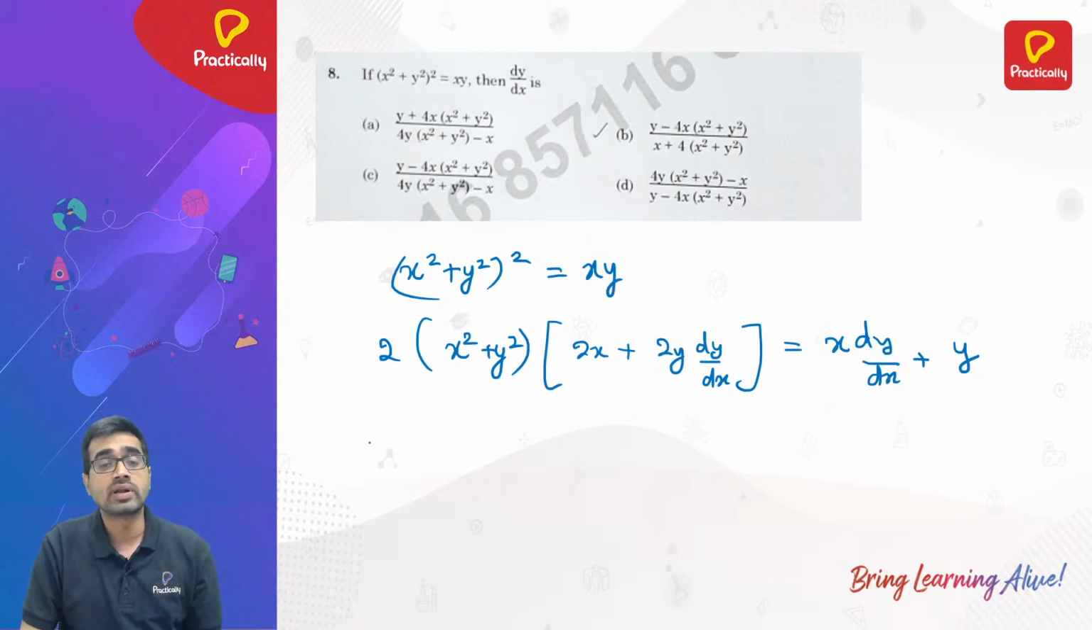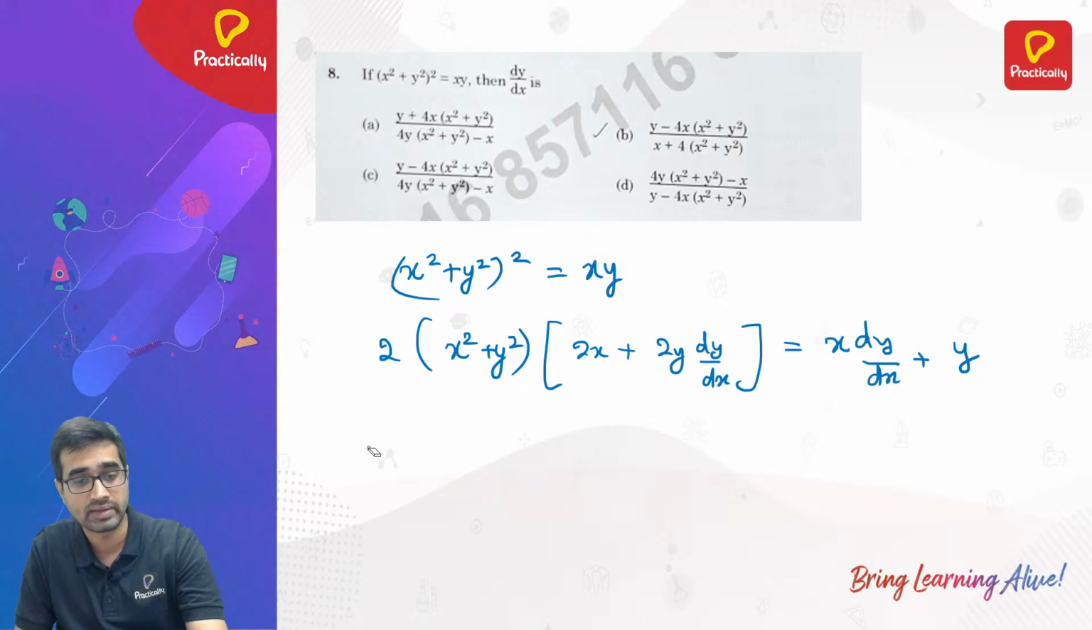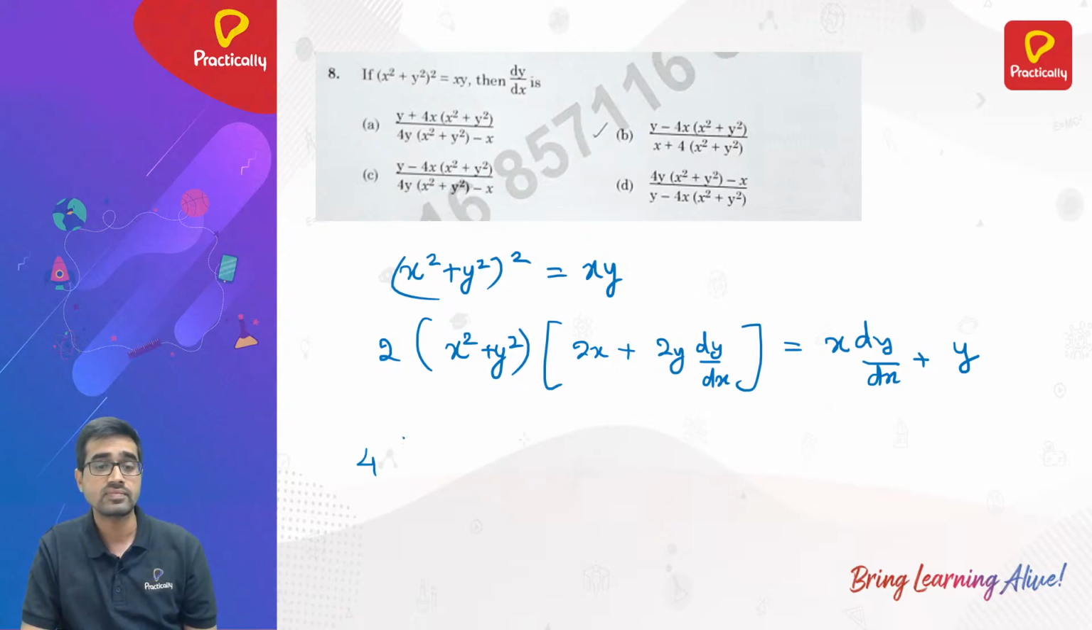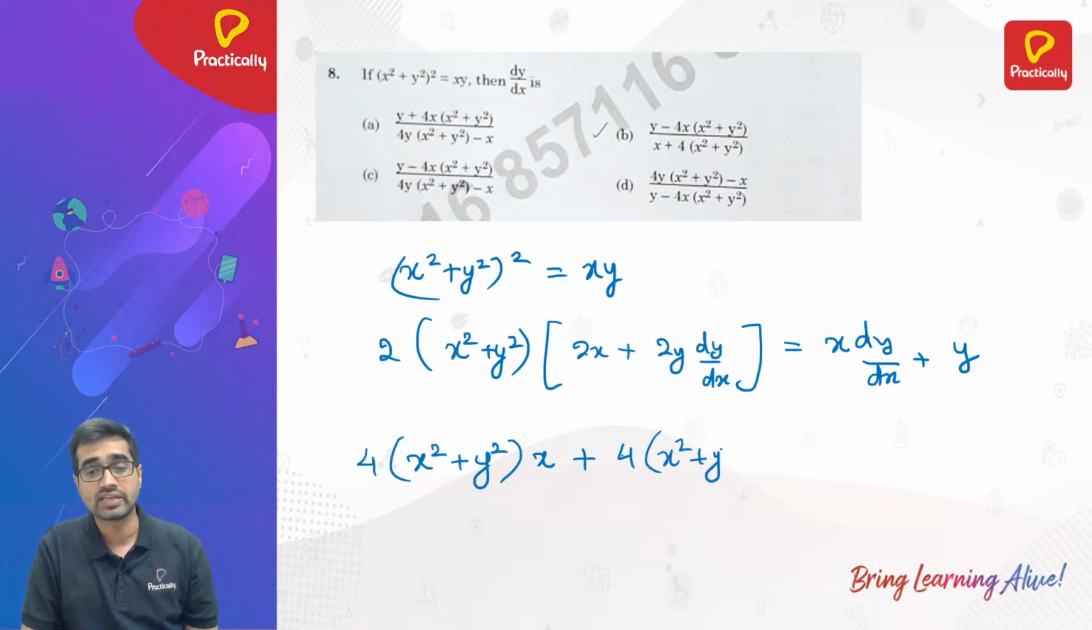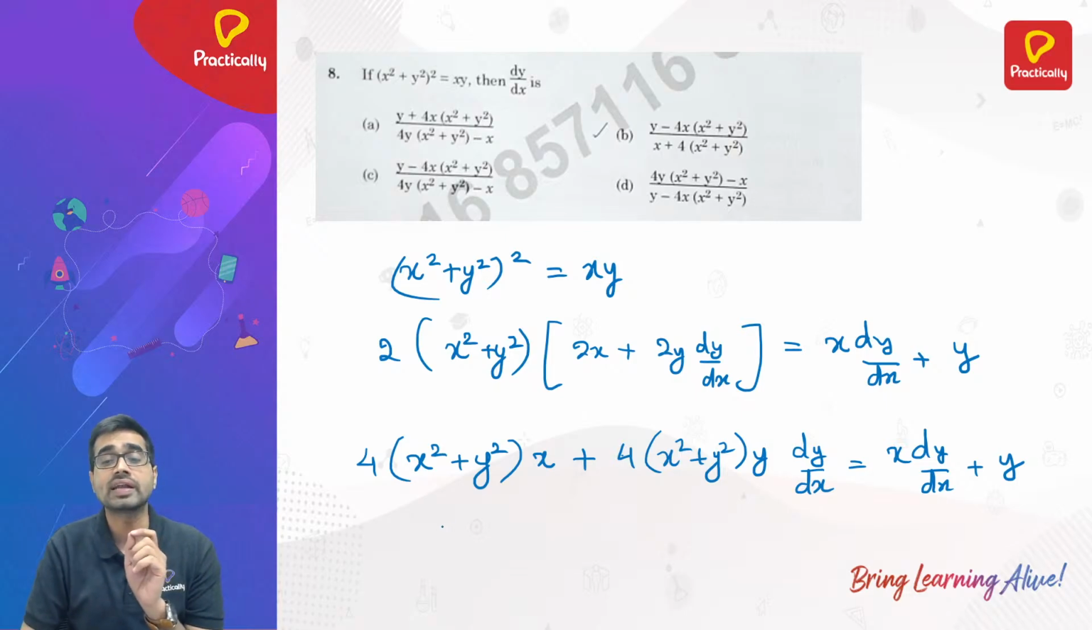Okay. Now let's multiply. So keep this as it is. Don't multiply this. So 2 times 2 is 4. Let me write 2 times 2 is 4. You get x square plus y square times x. Done. Now what you get? 2 times again the same. So 4, x square plus y square times y. This time you get dy by dx. And here you get x dy by dx plus y. Just you have to collect the dy by dx.